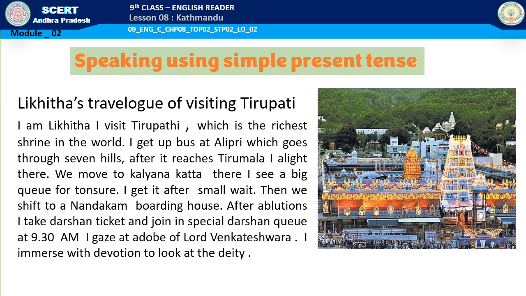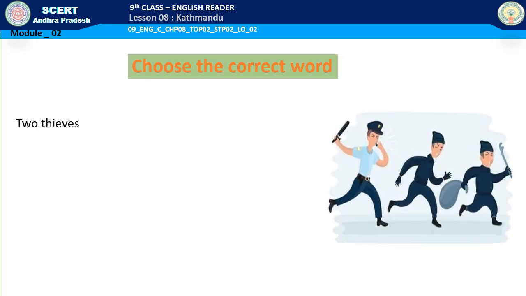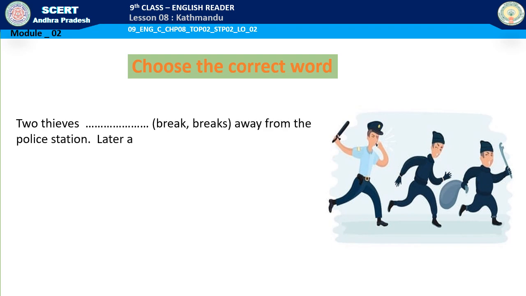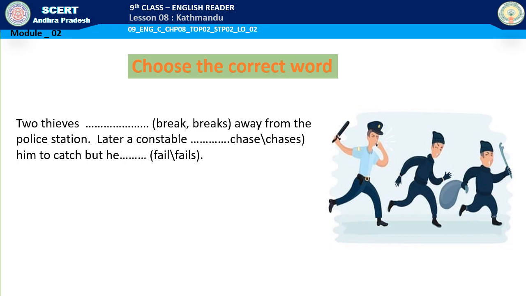Here you see the usage of simple present tense in the following verbs: get, goes, reaches, alight, move, see, get, shift, take, join, gaze, immerse, look. Here is a small test for you. Choose the correct word from the brackets. Two thieves dash bricks away from the police station. Later, a constable dash chases him to catch, but he dash fails.